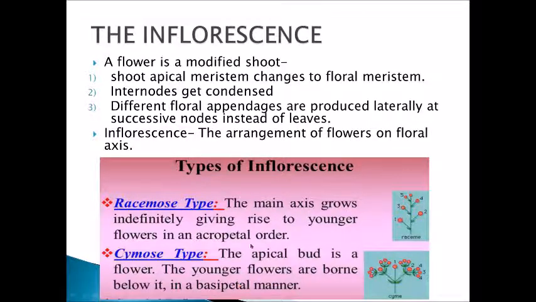So that is why it is called as basipetal manner. In acropetal manner, the younger flowers are produced above the older flowers, and here in basipetal manner, this is the apical bud which is converted into a flower and the younger flowers are produced below that level. That type is called as cymose type of inflorescence.